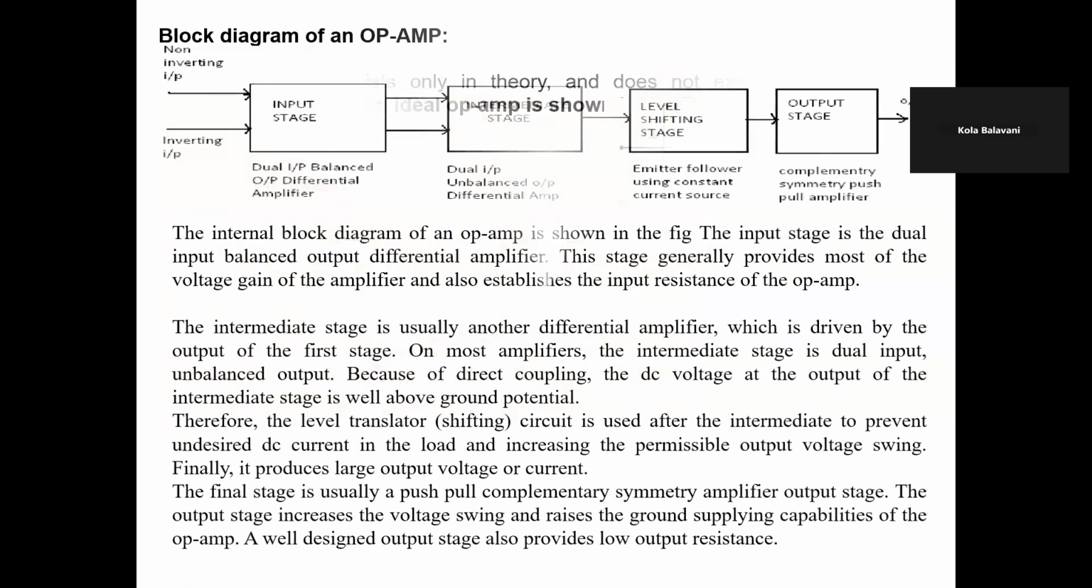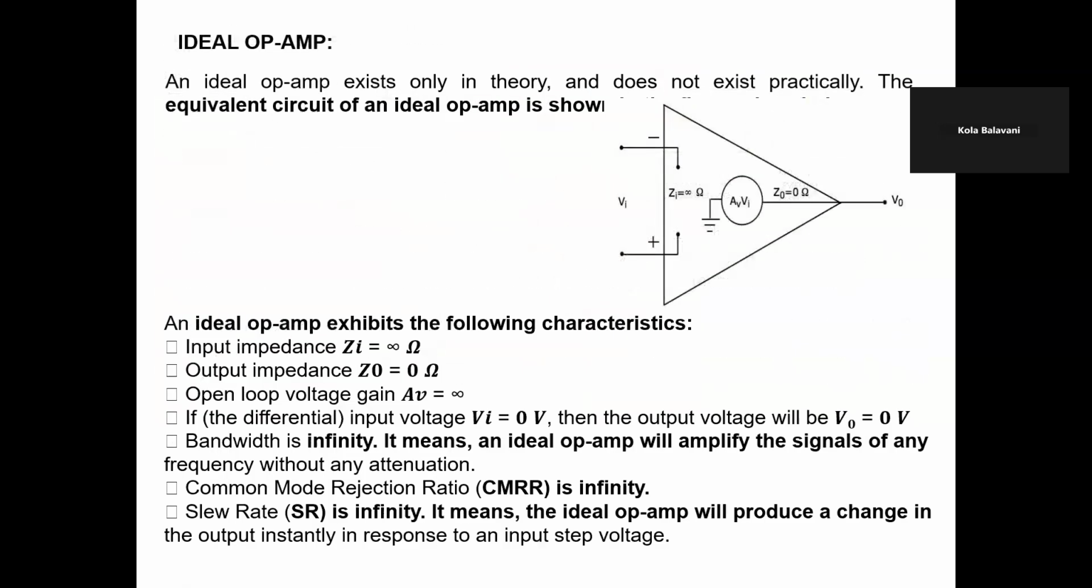Next one is coming to the characteristics, the ideal characteristics of an operational amplifier. Ideal characteristics means, without applying any input signal, how the operational amplifier is behaving. So the ideal op amp exists only in theory, but it does not exist practically. So this is the equivalent circuit for the ideal operational amplifier. The ideal operational amplifier exhibits the following characteristics.